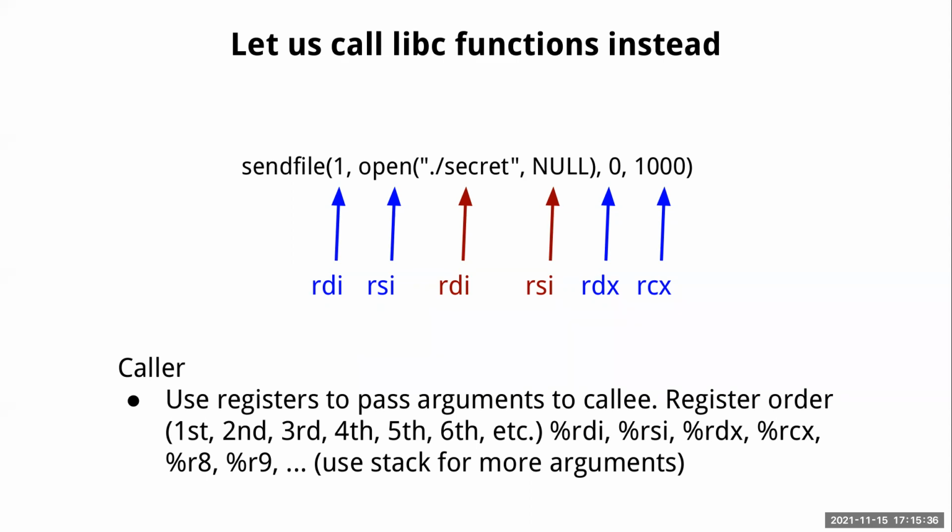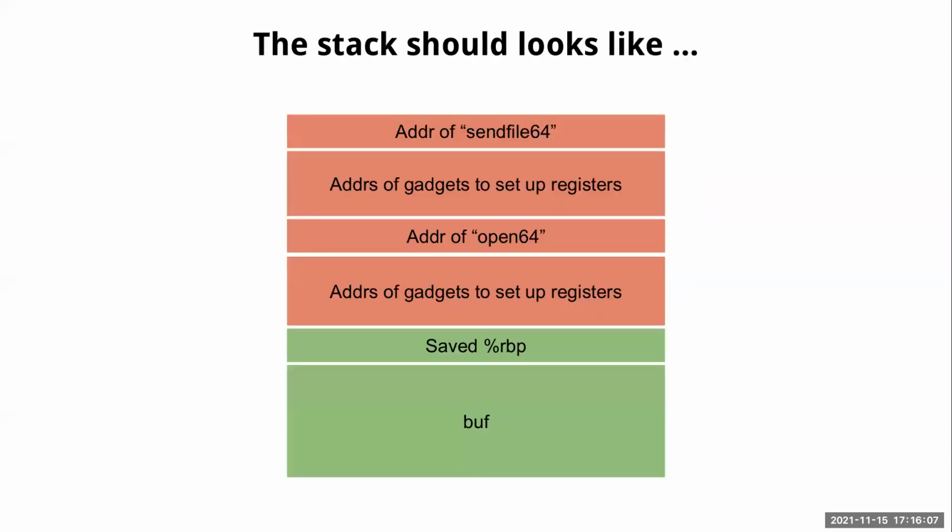Then for the second function call, the first argument is also in RDI. Then the return value, which is the file descriptor of the file you opened, we'll have to move from RAX to RSI. Then RDX will be 0, RCX will be some number. So this is the bytes you want to send. It doesn't have to be 1,000.